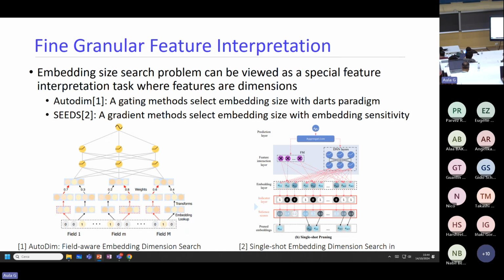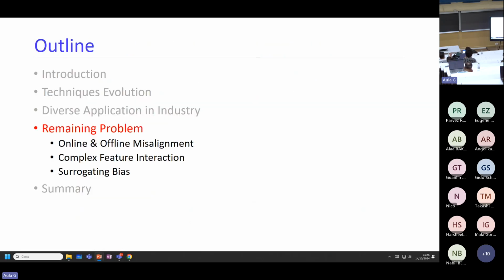The final application is that we can do fine-grained feature interpretation, for example, embedding size search, because this problem can be viewed as a special feature interpretation task where features can be viewed as dimensions. There are also two types of techniques. For the gating-based method, we have AutoDim. It is a gating method that selects the embedding size with the DARTS paradigm. And another one is SEEDS. It uses gradient information, like I described above, to select the embedding size with embedding sensitivity.